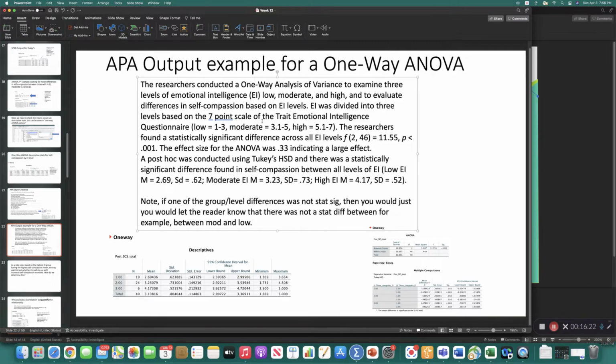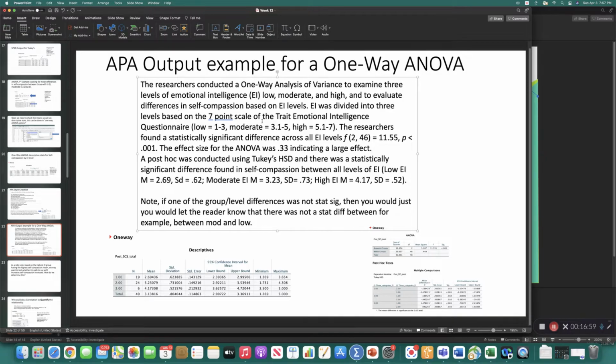The effect size for the ANOVA was 0.33, indicating it had a large effect, and the post hoc was conducted using Tukey's HSD, and there was a statistically significant difference found in self-compassion between all levels of emotional intelligence. Low emotional intelligence had a mean of 2.69 with a standard deviation of 0.62. Moderate emotional intelligence had a mean self-compassion level of 3.23 with a standard deviation of 0.73. And then high emotional intelligence had a mean of 4.17 with a standard deviation of 0.52.